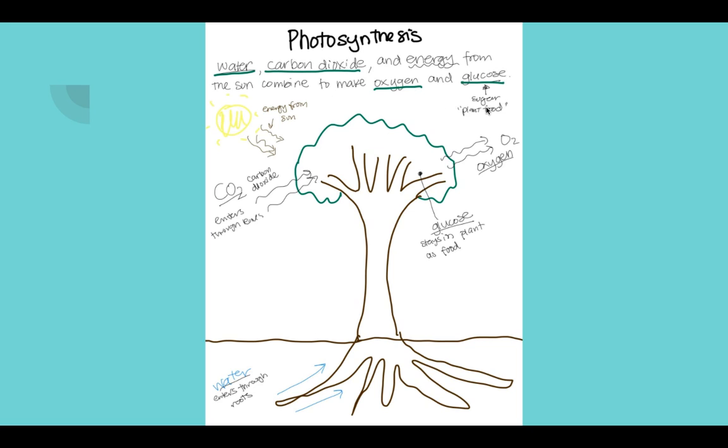So at the top, if you still have that blank space, if not, just go ahead and turn your paper over. It's not a big deal. I want us to actually write it out the way that we have it. So water, carbon dioxide, and energy from the sun combine to make oxygen and glucose.